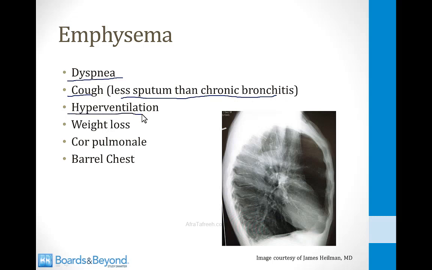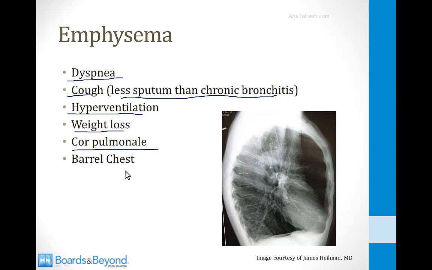Because those alveoli are destroyed, there's less area for gas exchange, so the patient will hyperventilate to try and get the remaining functional alveoli to do more work and keep the oxygen level up. Because of the hyperventilation, patients can lose weight, they're burning more energy and more calories, and then over time the hypoxia can lead to cor pulmonale and heart failure.